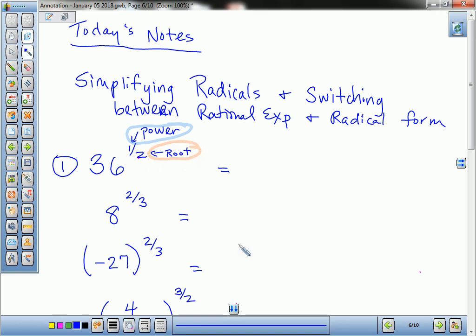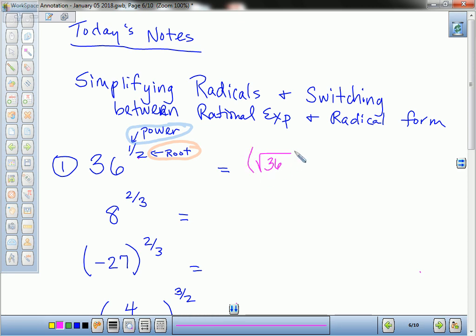So if the first thing we were to do is to switch forms, this is a 2. 2 represents a square root. So this would be the square root of 36 raised to the first power. The bottom number, the denominator of a rational exponent, is your root. The numerator is your power. So the square root of 36 is 6, and 6 to the first power is just 6.